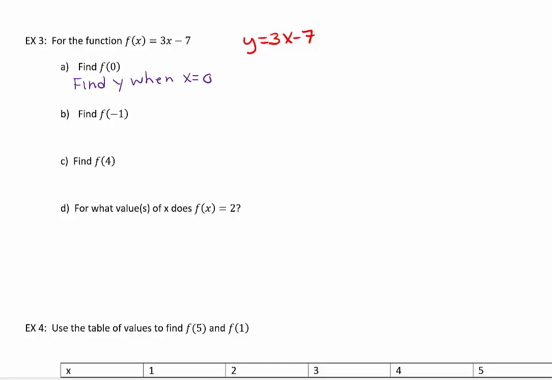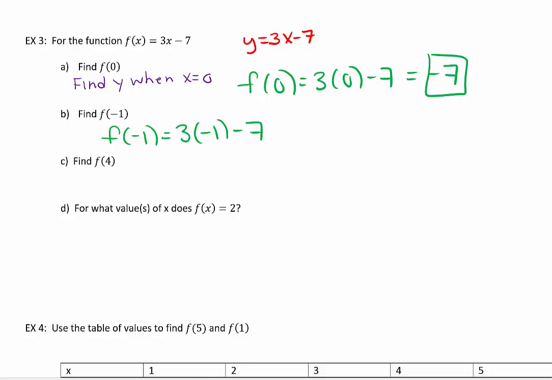Part A is asking us to find f of 0. In other words, they're asking us to find the output, find y, when the input, the x, is 0. The thing inside the parentheses with function notation is always the input. It's always what you plug in for x. So to find f of 0, I would replace the x with 0. 3 times 0 minus 7 is negative 7. F of 0 equals negative 7 means when x is 0, y is negative 7.